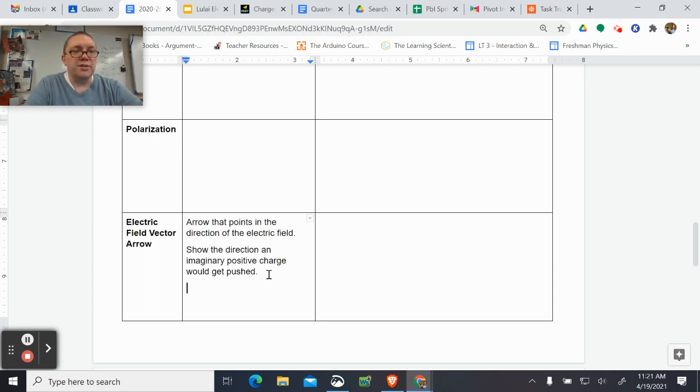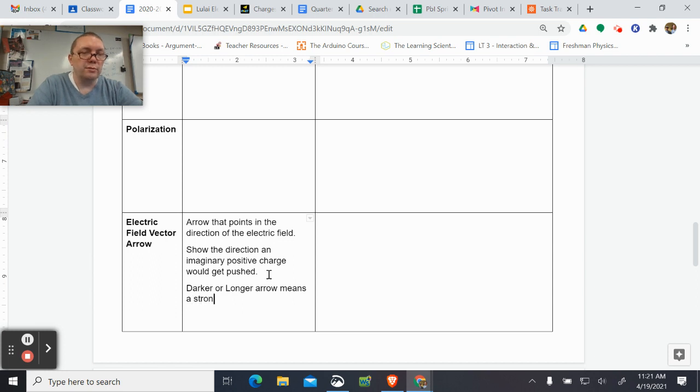We could say it's either the darker or longer arrow means a stronger field. So for those electric field vectors, that's what we're talking about. I'll give you a second or two to make note of that. Then I believe test charge is on the front side of this note sheet, so we'll go back there in just a second and make sure you have a spot to put that down.